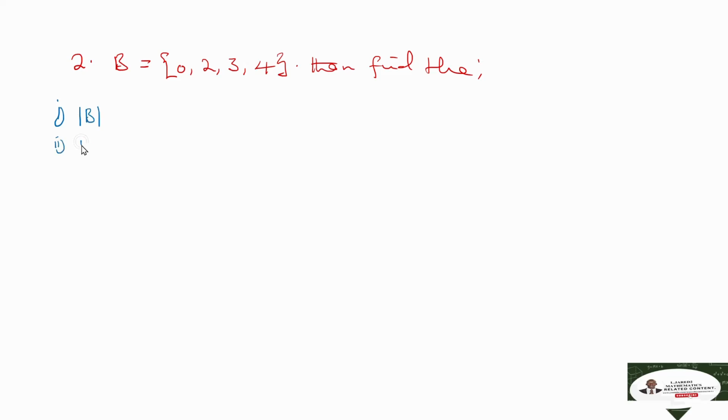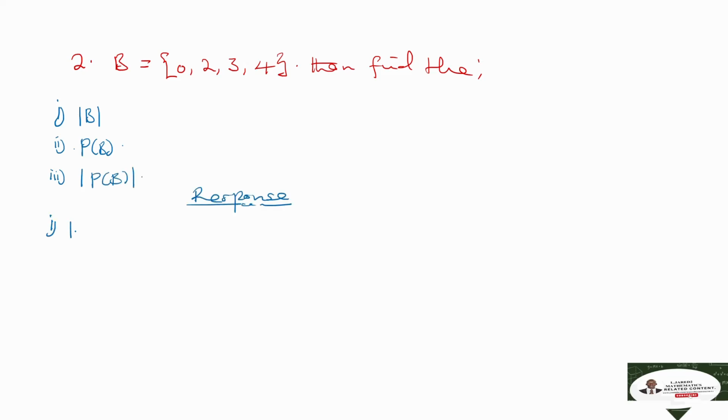We can have example 2. If set B has elements 0, 2, 3, and 4, then find: Roman number 1, the cardinality of set B. Roman number 2, the power set. Roman number 3, the cardinality of the power set. You can have our response.